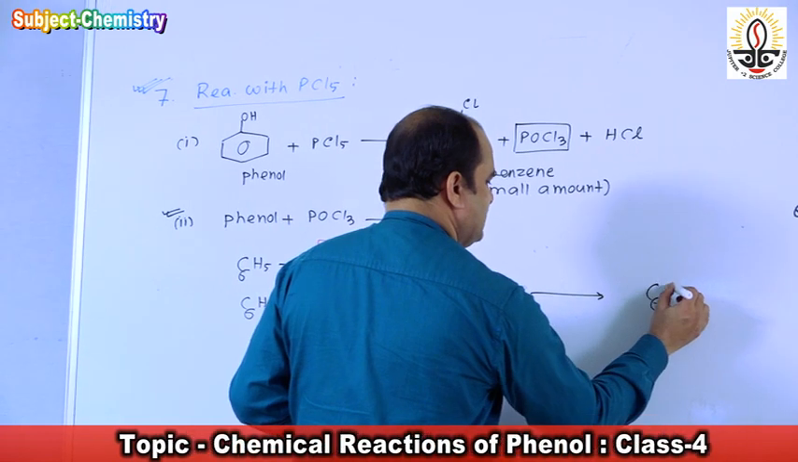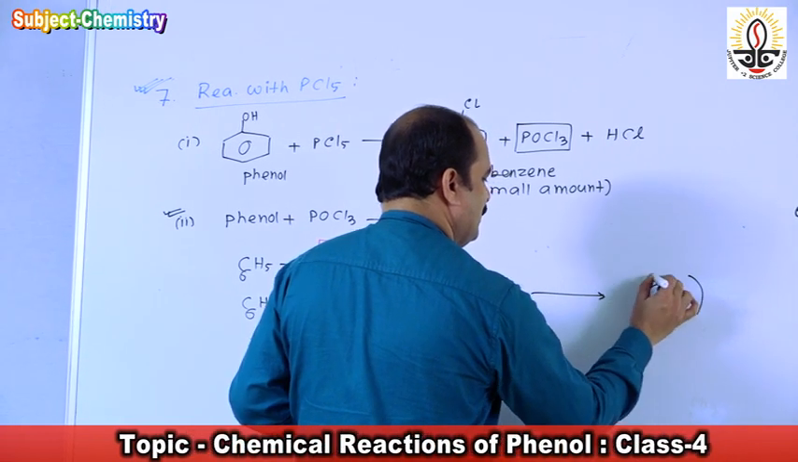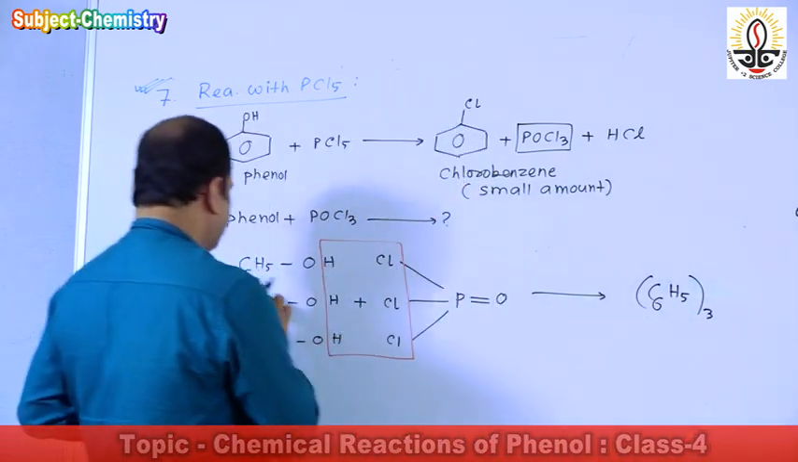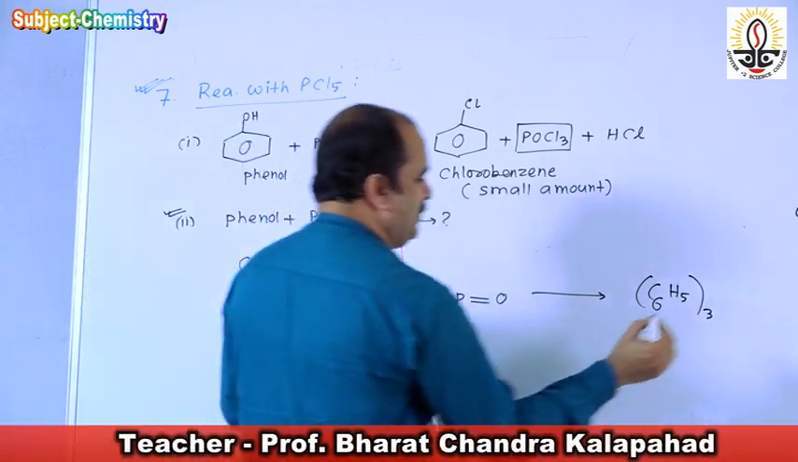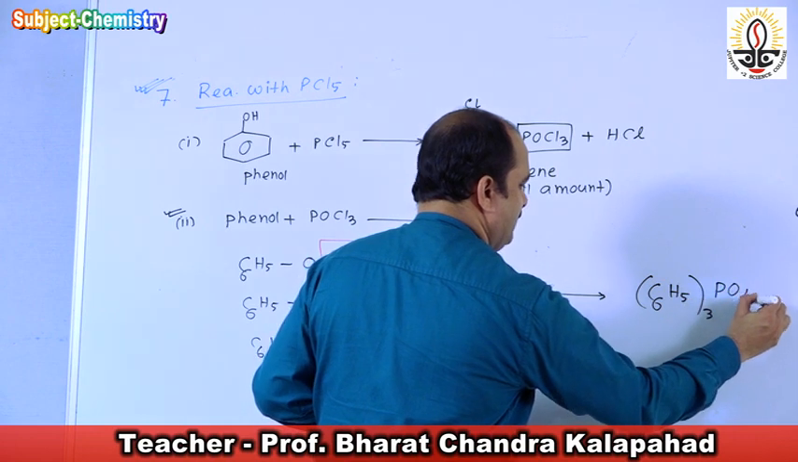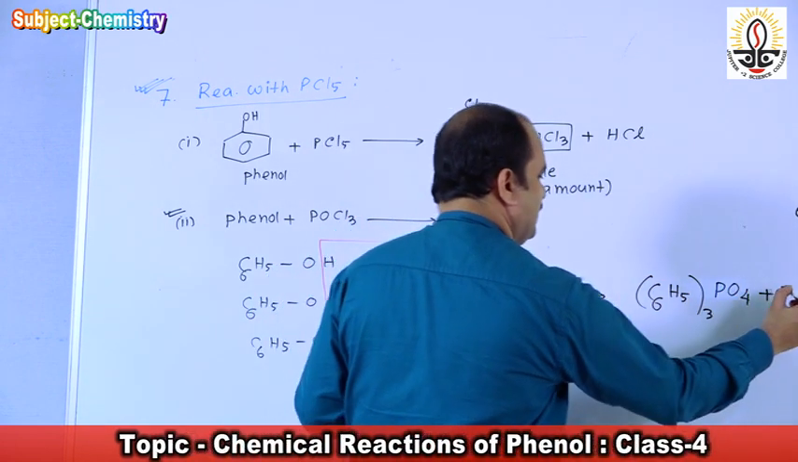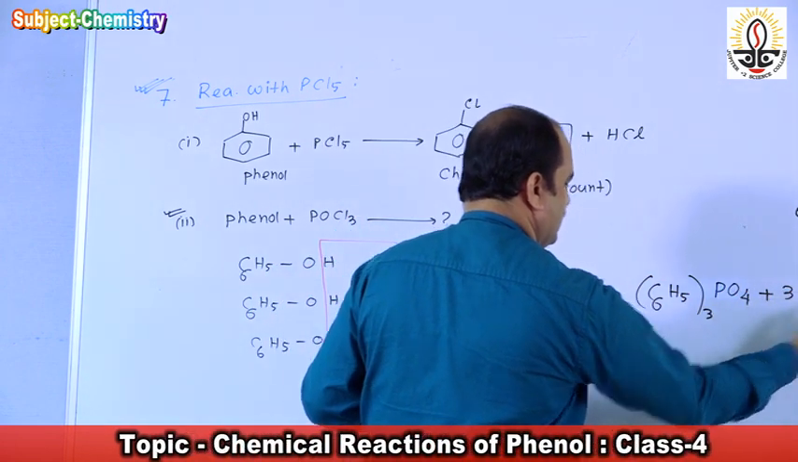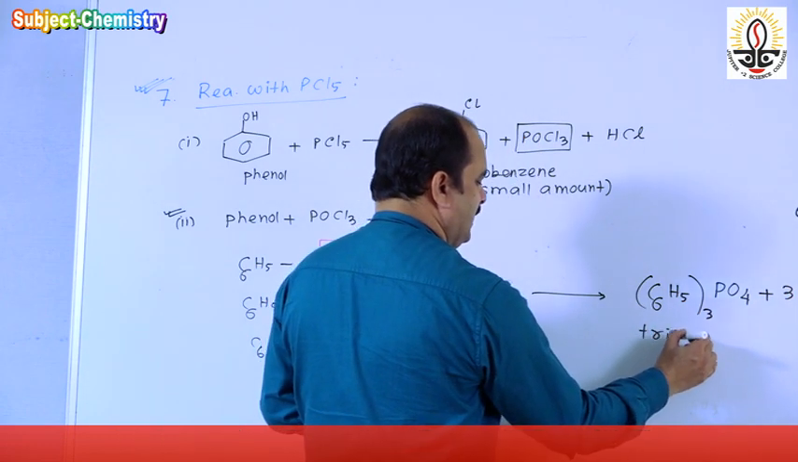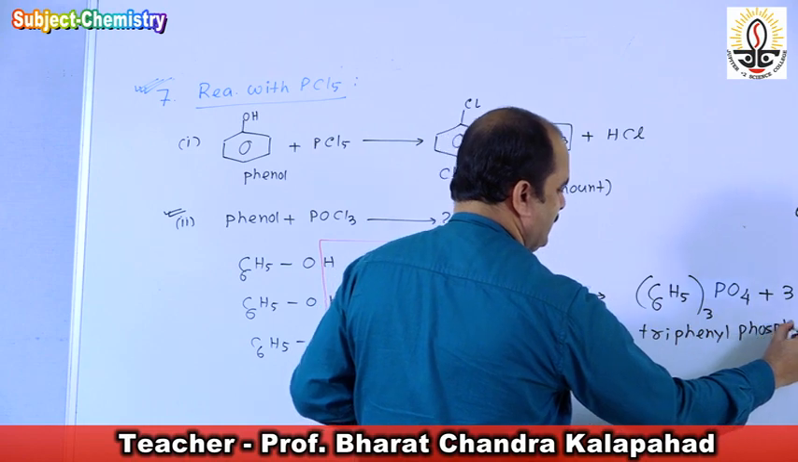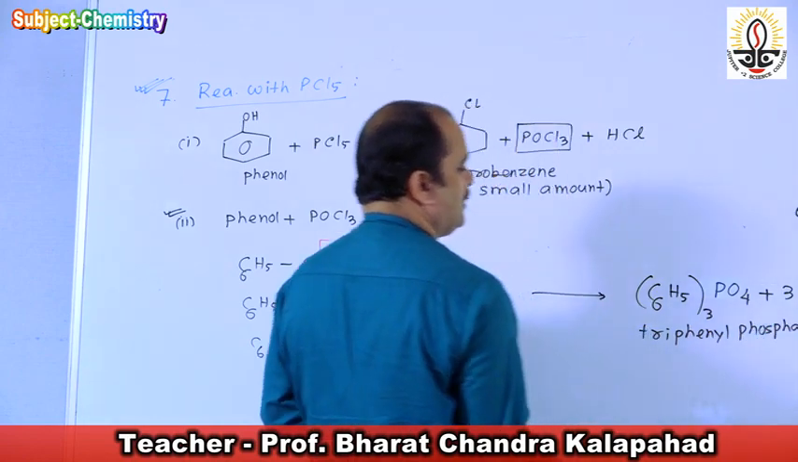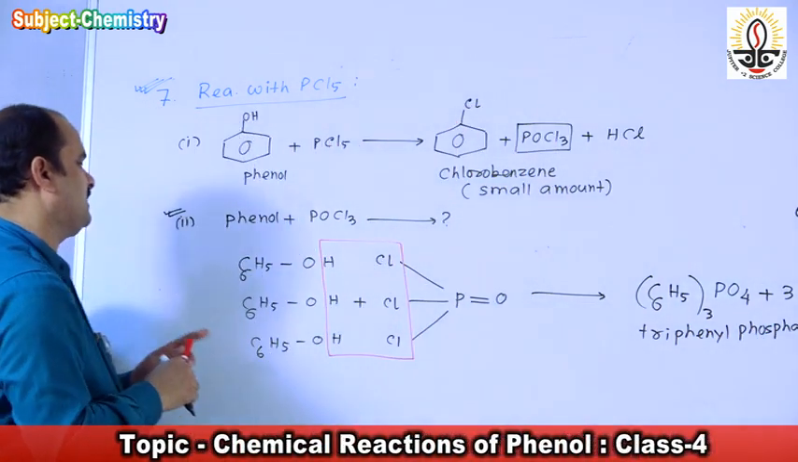That means (C6H5)3PO4, triphenyl phosphate, plus 3HCl. Triphenyl phosphate is formed. This is triphenyl phosphate.